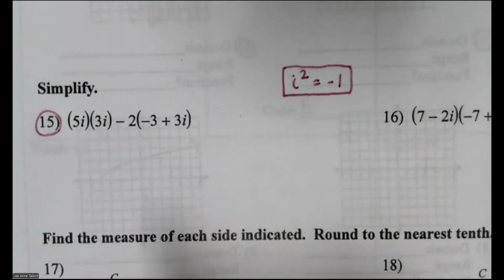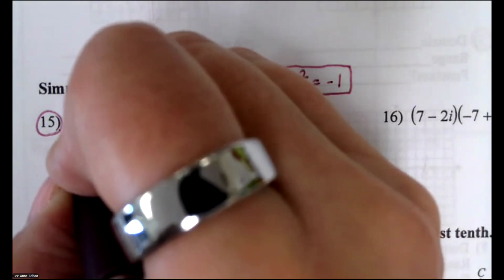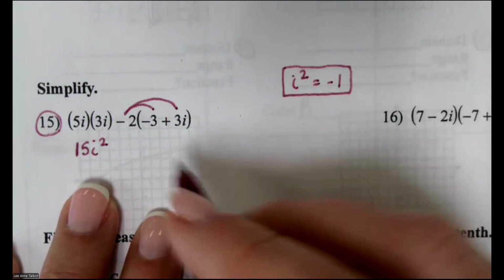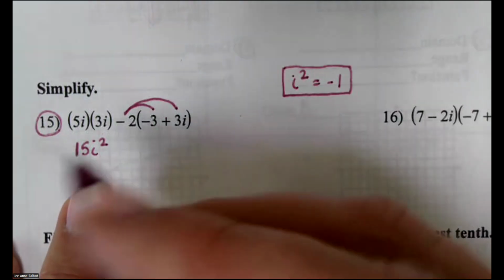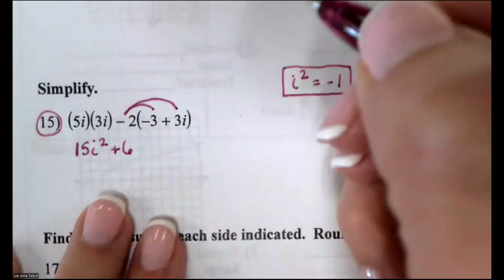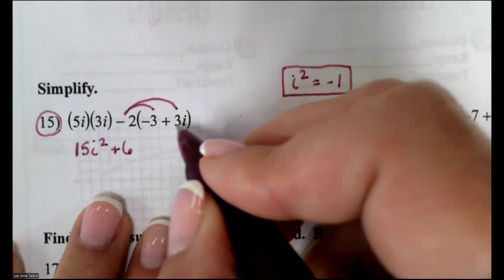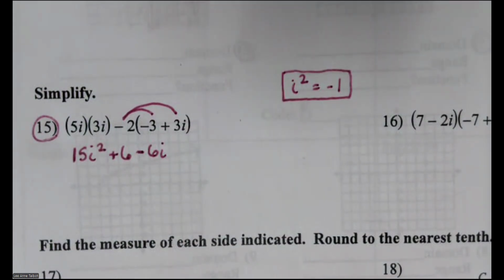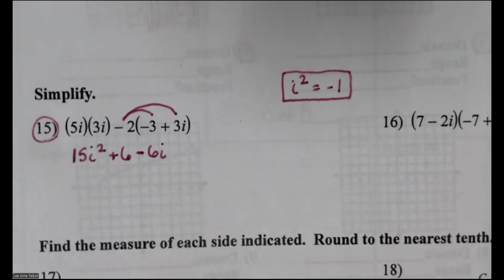So 5i times 3i is 15i squared. And then I'm going to distribute the -2. -2 times -3 is +6. -2 times +3i is -6i. Okay, let me pause right there. Any questions about what I did so far? Does that all make sense?